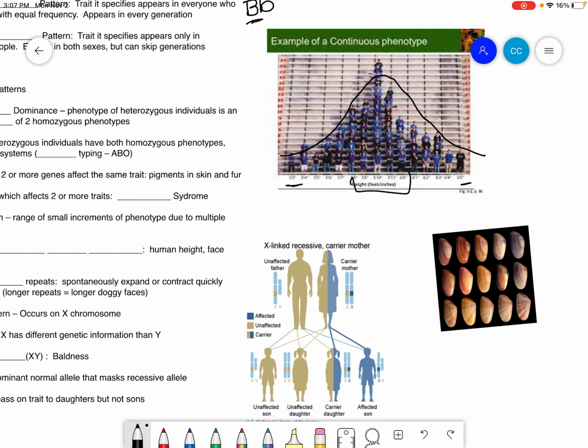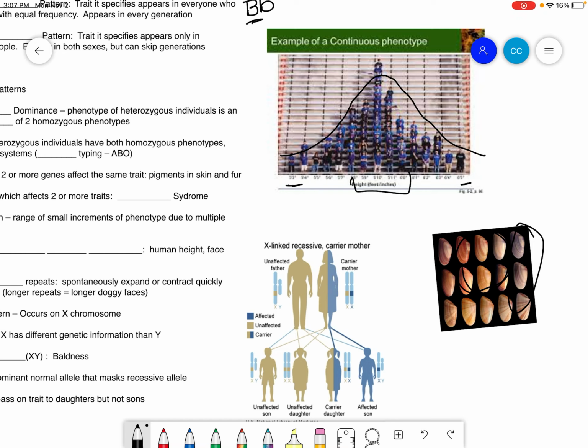And here's one in seashell color. You have some that are really dark and some that are lighter, but you have a lot of them in the middle having this more common seashell color. And what causes this is short tandem repeats. So they spontaneously can expand or contract quickly, creating multiple alleles.